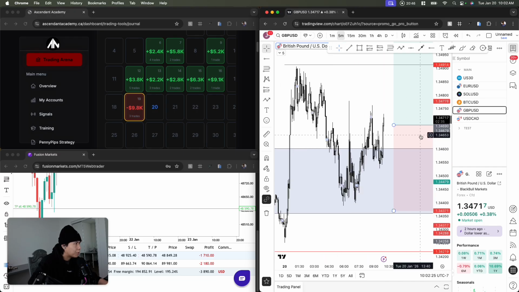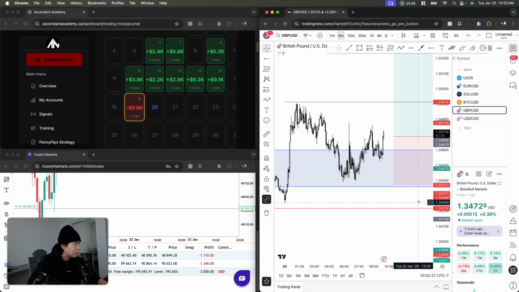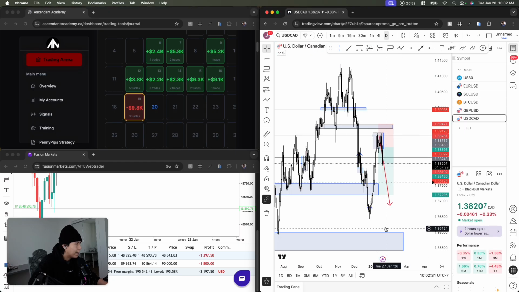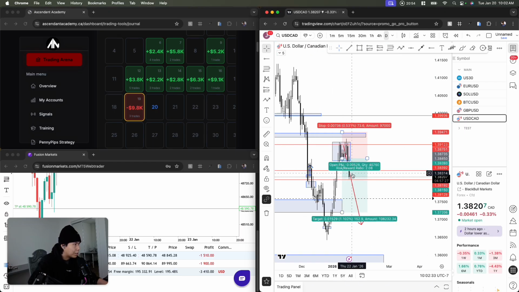So it would be smart to go long here, but since I'm already in 2 trades, I'm not going to do that. So USD CAD is finally showing signs of rejections back down.